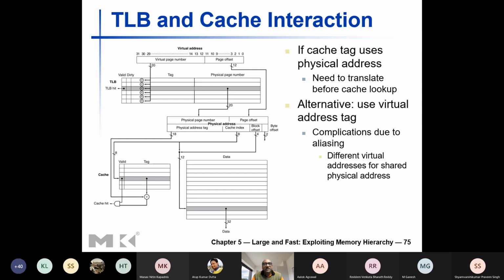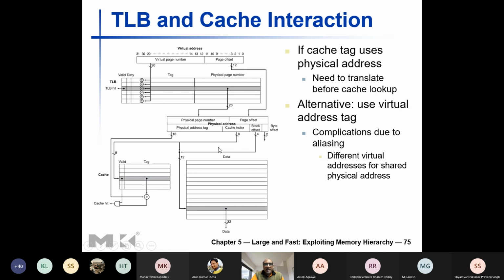Instead, you can check the cache, either the instruction cache or the data cache. It will check the cache. For checking the cache, this is the way, because you will get a physical page number, and the offset will be there from the virtual address. So a physical address will be generated, and this physical address will be partitioned as per the cache organization.